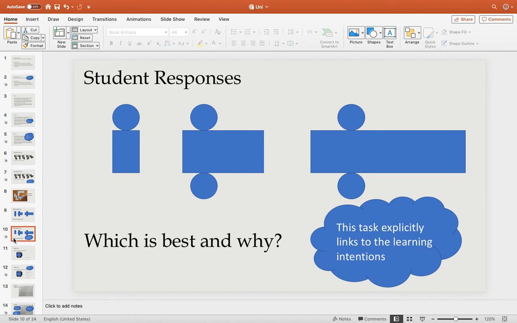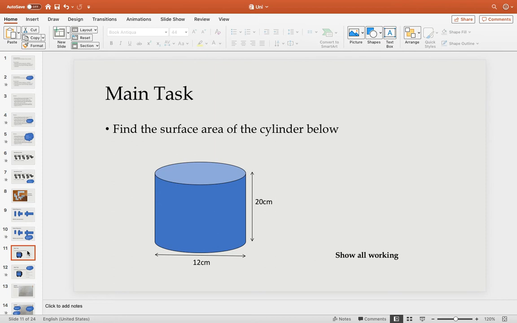Again, this task explicitly links to the learning intention, because this is the drawing that they're going to be using in the task. This was the main task: find the surface area of the cylinder below, showing your working. And I emphasise the showing your working, because that was for a campfire or a fishbowl that was going to happen later on.